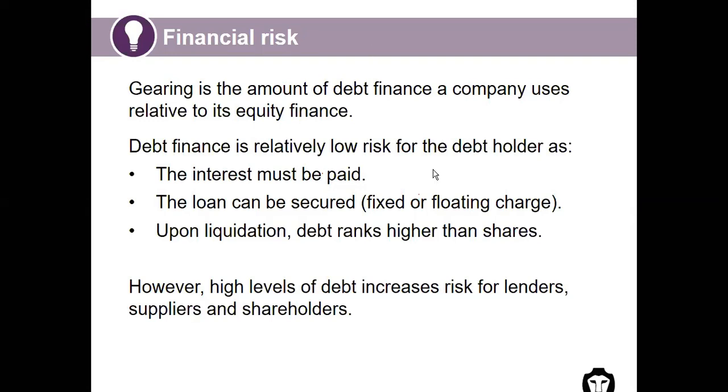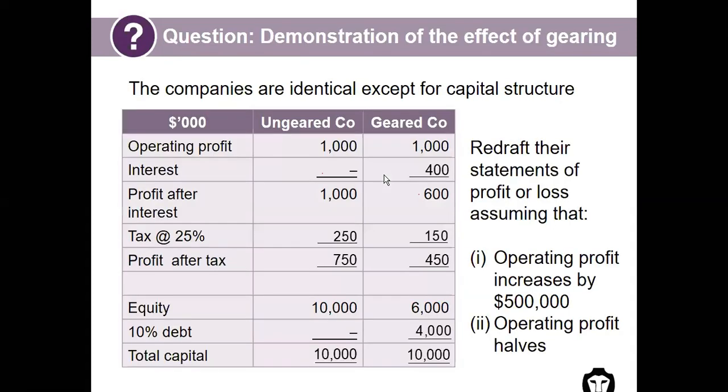So this is one point we just cleared, that debt finance is relatively low risk and therefore it is usually cheap. Debt is a cheaper source of finance. So let's do one question. The companies are identical except for capital structure.